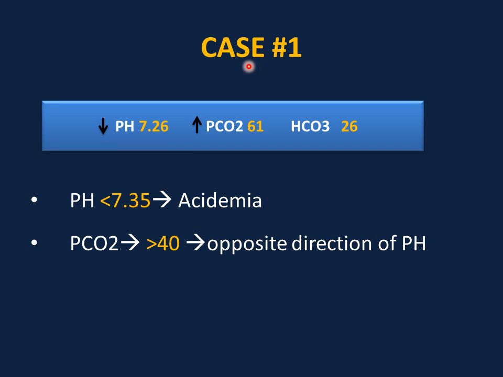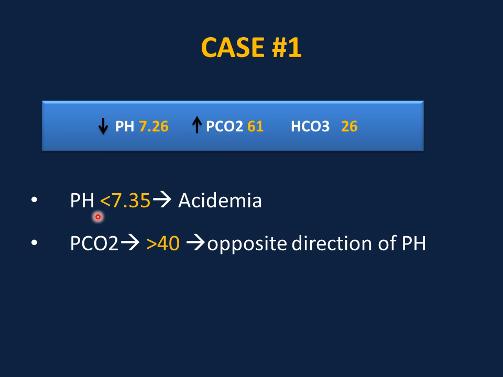We will take some different blood gases as examples to apply the information we have discussed previously and determine the primary acid-base disorder. First thing to check with ABG, the pH. The pH here is 7.26, which is low. Second thing you check is the PCO2. The PCO2 here is 61, which is more than 40, which is elevated.